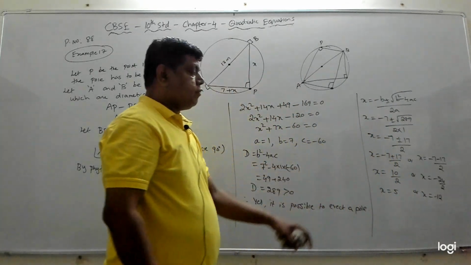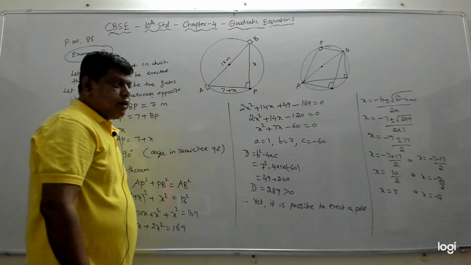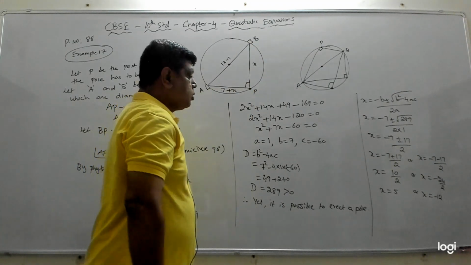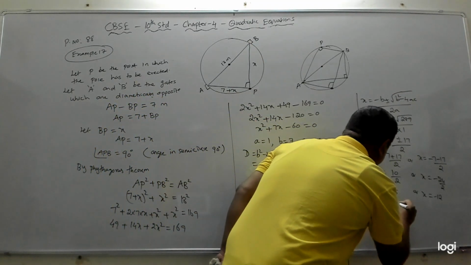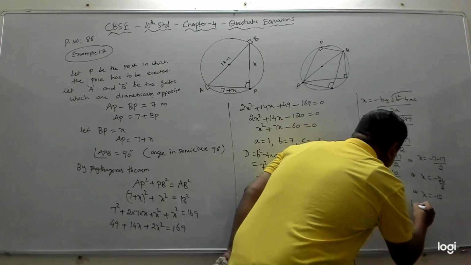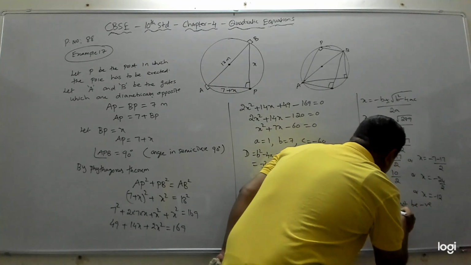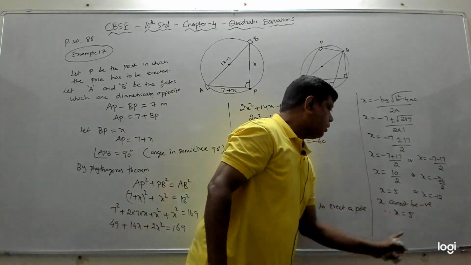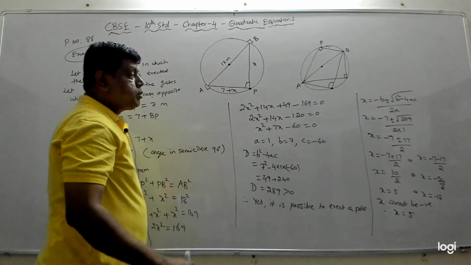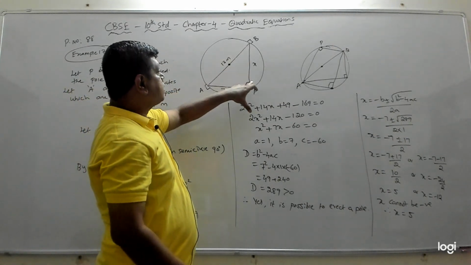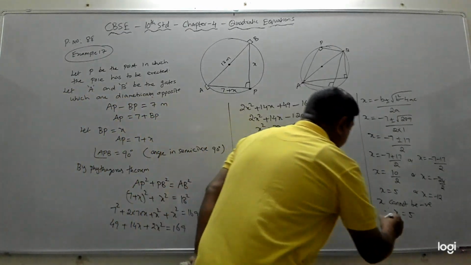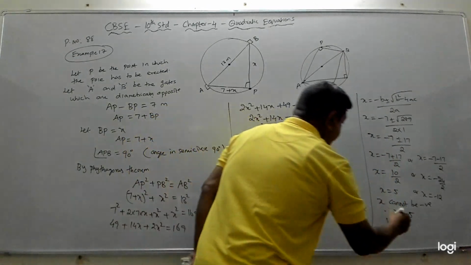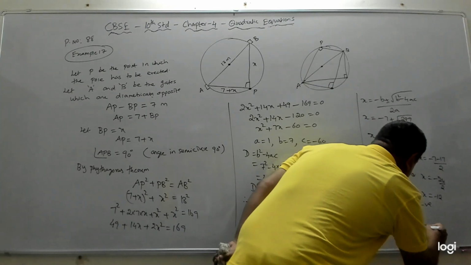But x cannot be negative, because x is the distance between the pole and the gate B. So x cannot be negative. Therefore x should be equal to only 5. I cannot take x equal to minus 12. So x is 5, which means BP is 5. BP is x, and x is 5. And what is AP?